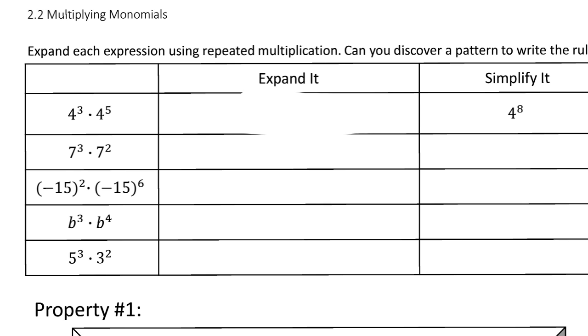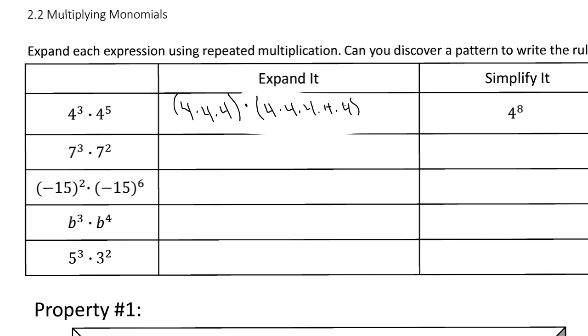So you have this on your paper, but I just kind of want to show you. When we expand it, it's 4 times 4 times 4, because it's 3 of them. And it's that, times the 5 together: 4 times 4 times 4 times 4 times 4. Okay, and when we write that, how many 4s do you see? I see 8 4s altogether. That's why it's 4 to the 8th power.